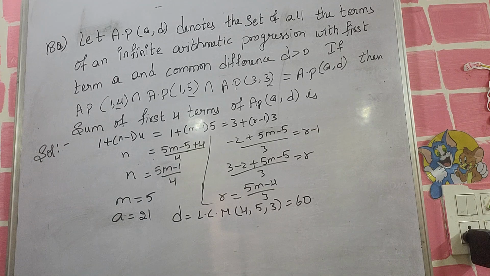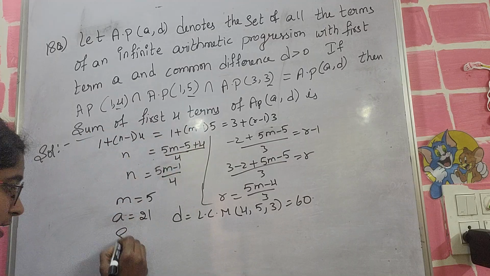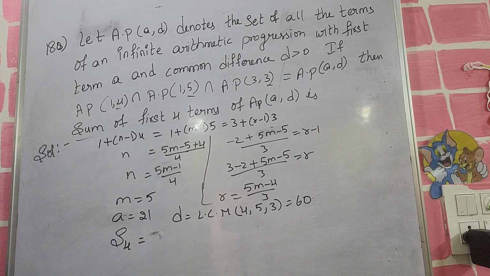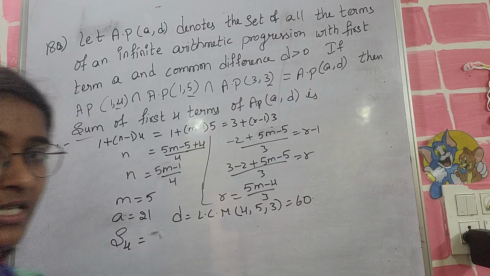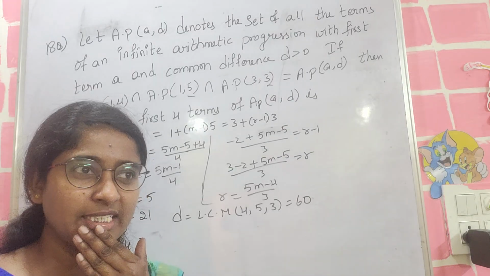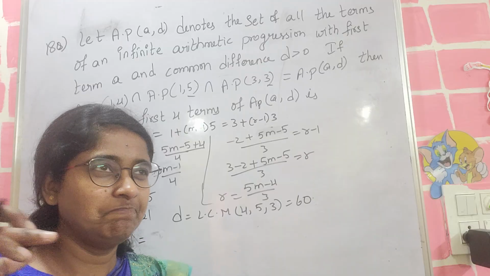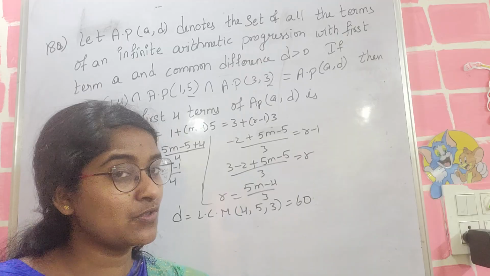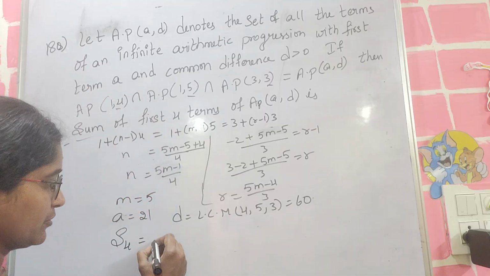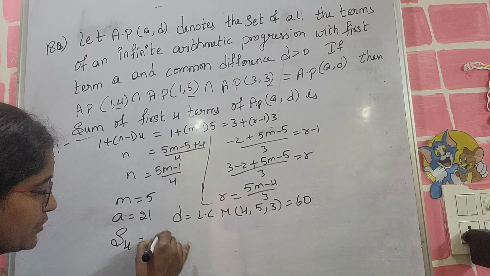Now they were asking us to find the sum of the first 4 terms. So S4 is equal to the sum of. I think I wrote the wrong sum formula before, so you can make it correct there. The Sn value is n by 2. N is how much here? 4. 4 by 2 is 2.